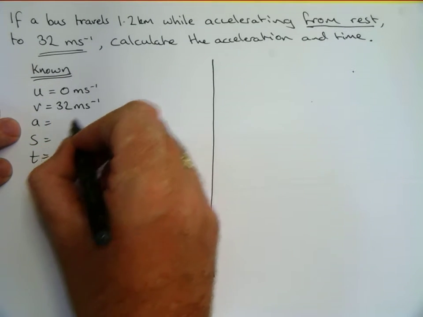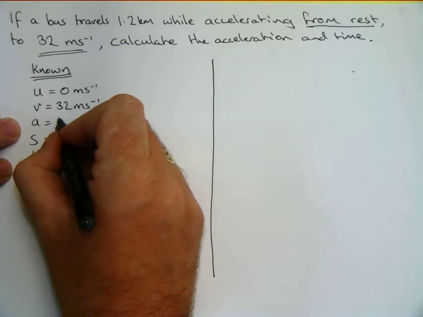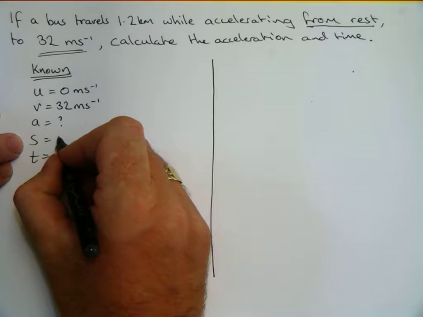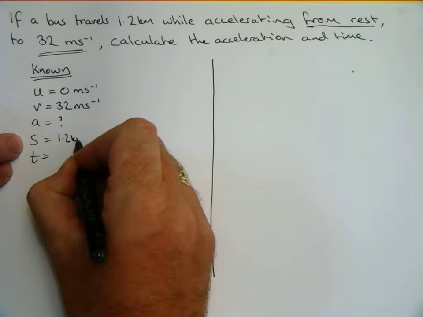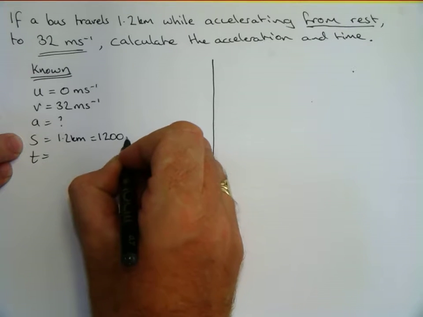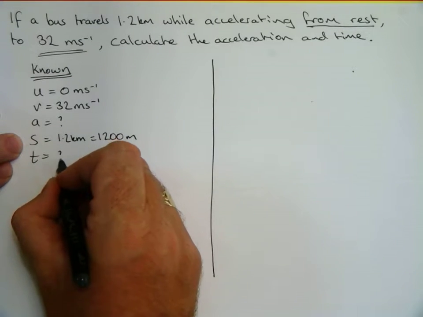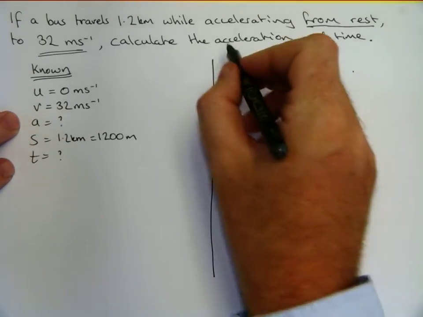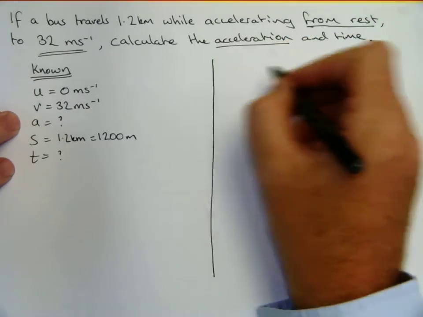The acceleration is what we're being asked to work out first of all. The displacement we know is 1.2 kilometers, which we convert into meters, so it's 1,200 meters. And the time, of course, is what we're also being asked to work out. So we'll do the acceleration first, since it's the first thing that's asking us to do.